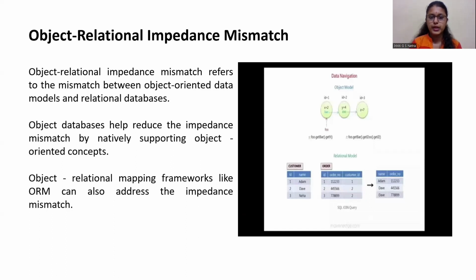Next is object relational impedance mismatch. Object relational impedance mismatch refers to the mismatch between object-oriented data models and relational databases. Object databases help reduce the impedance mismatch by natively supporting object-oriented concepts. Object relational mapping frameworks like ORM can also address the impedance mismatch.